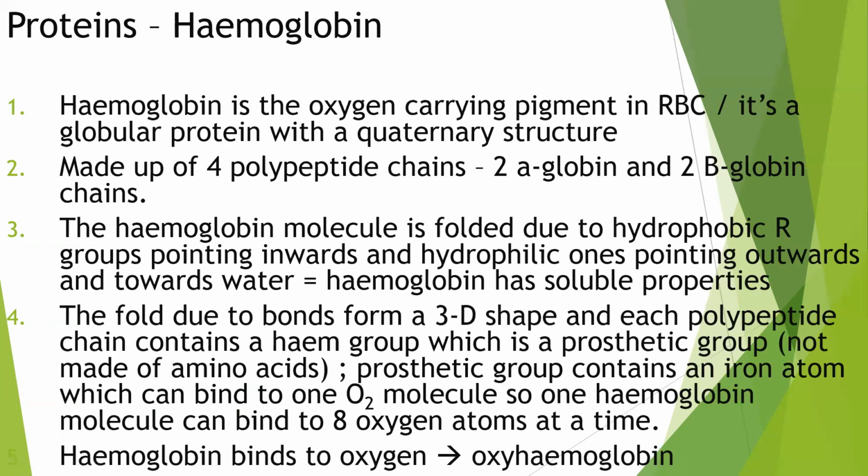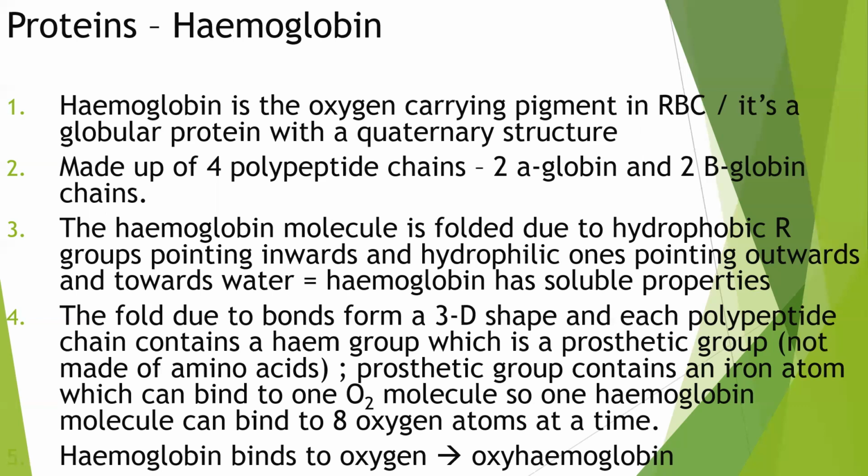Okay, so proteins. The first thing we talk about is hemoglobin. So we know hemoglobin to be the oxygen-carrying pigment in red blood cells. It is a globular protein, and it has a quaternary structure because it has 4 polypeptide chains. These 4 polypeptide chains are alpha globin and beta globin. So it's not either, it's 2 alpha globin chains and 2 beta globin chains. And this hemoglobin molecule will fold because of hydrophobic R groups and hydrophilic R groups. So hemoglobin does have water-soluble properties, and the fold due to bonds forms this specific 3D shape.